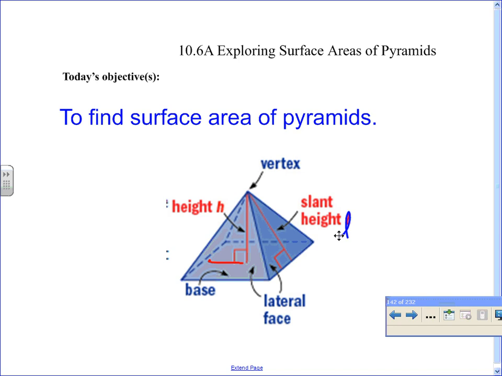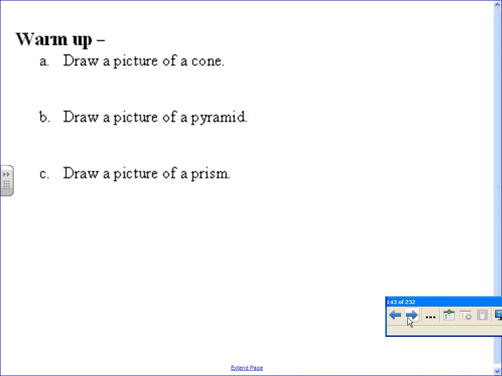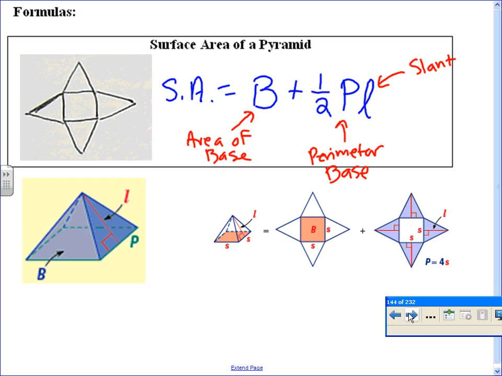Or the opposite. Yes. So let me give you the formula. Okay, and then we'll talk through it. So for this one, instead of 2B plus PH, it's different. The first thing different is there's only one base. So for a pyramid, it's the area of the base, which is represented as B, plus 1/2 times P times L. P is the perimeter of the base. L is the slant height.